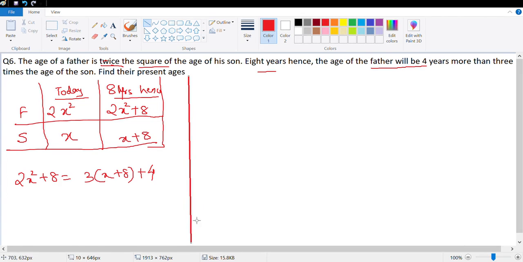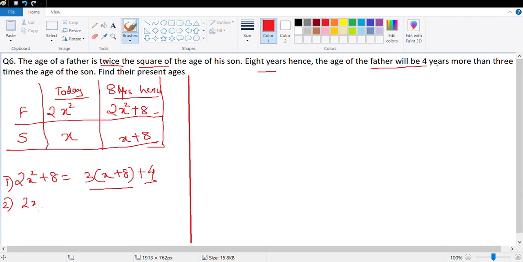Let me reconfirm if the question that I have read is correct. Age of a father is twice the square of the age of his son. So if it's x, this is 2 times the square. That's correct. 8 years later, 2x square plus 8. This will be x plus 8. 8 years hence, the age of the father will be 4 years more than 3 times. So we've got our equation correct. Let's go ahead and solve it.